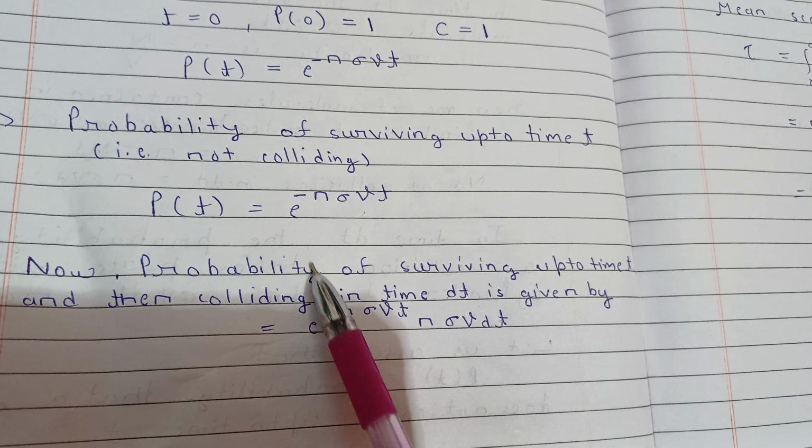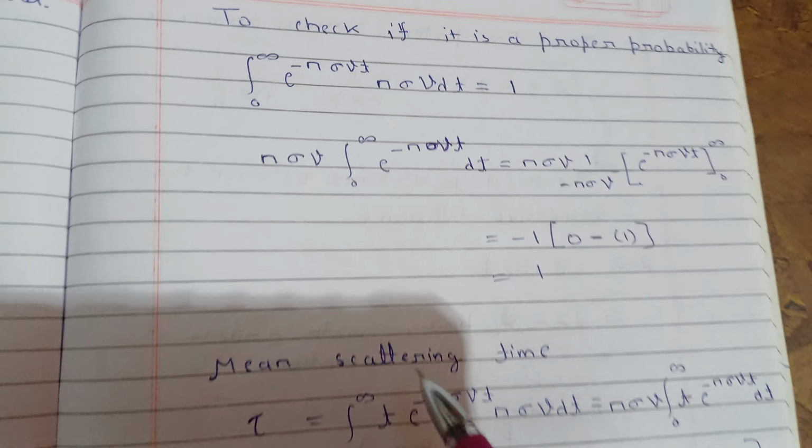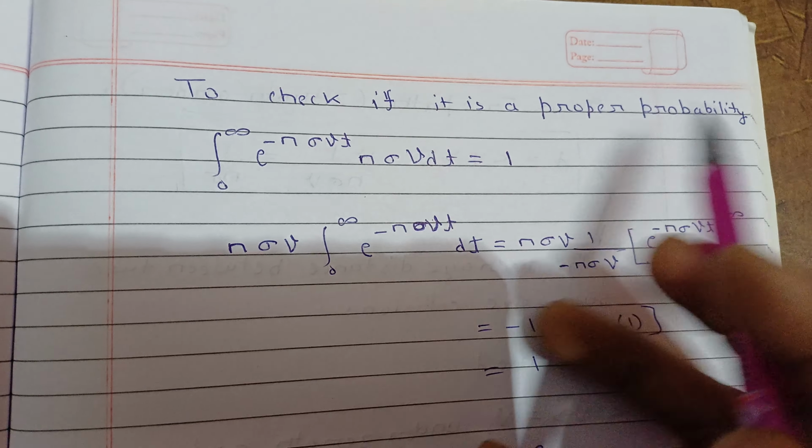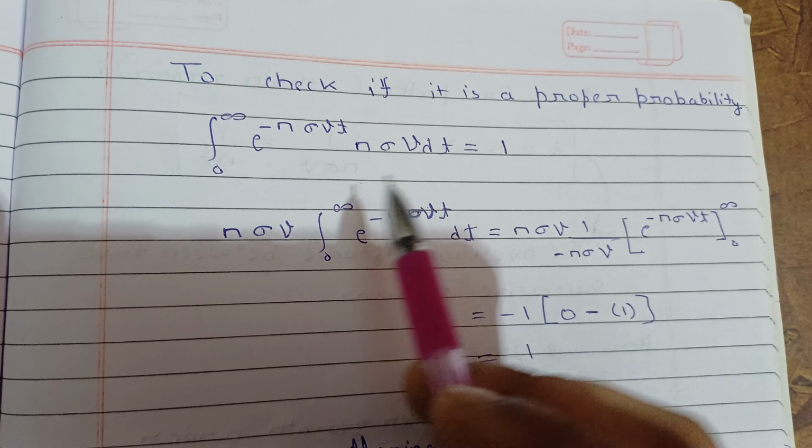To check, we will integrate this from 0 to infinite time, and that must be equal to 1 because it must collide at some time. So to check if it is a proper probability, let's integrate this. This must come out to be 1. So let's check. Integrate this.